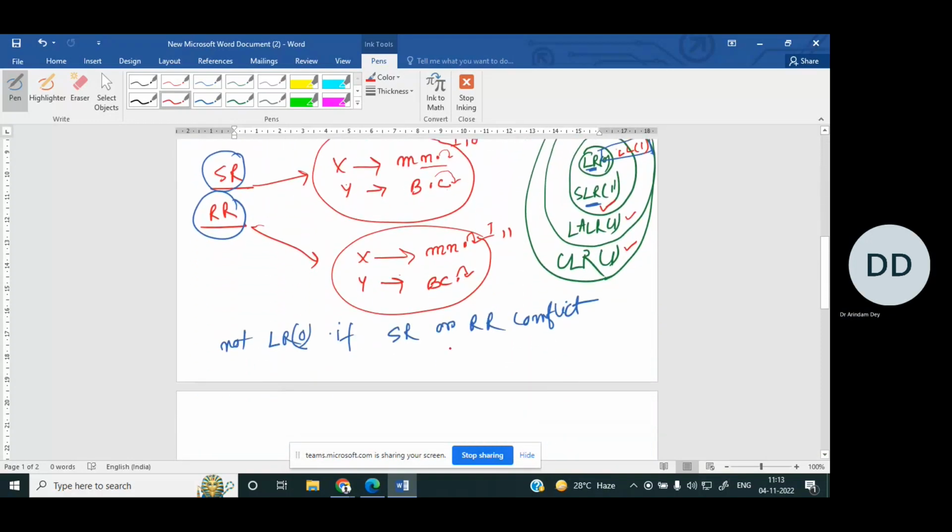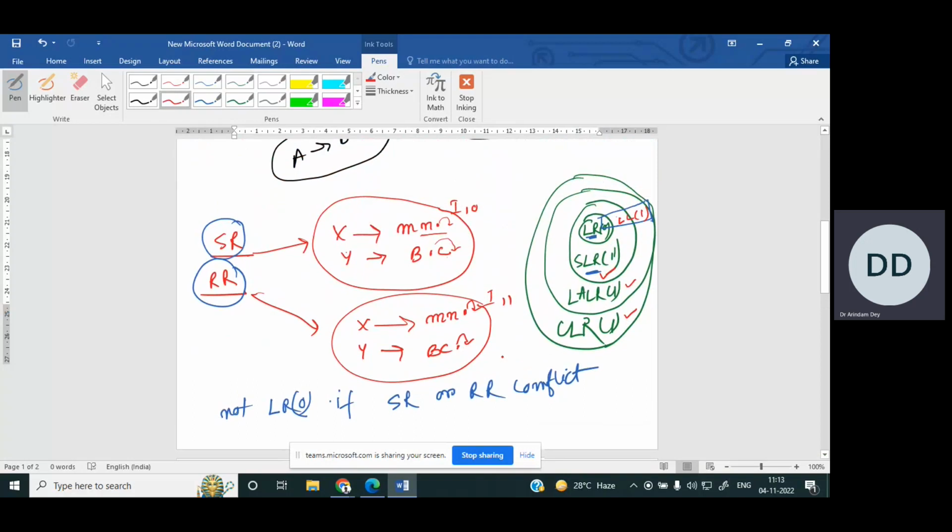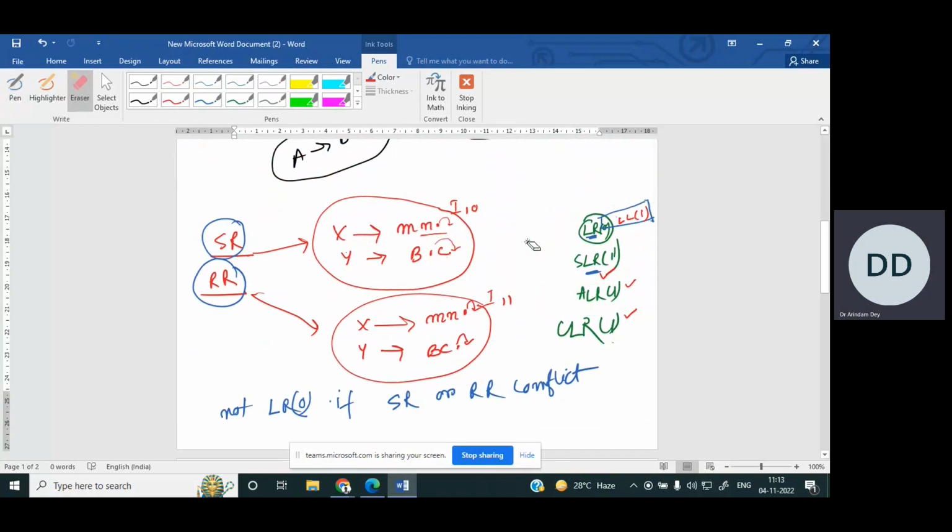Now, I'm coming to the point that if the grammar, after performing the state transition diagram, contains any conflict, SR conflict or RR conflict, then what will happen? Okay. So I am erasing this diagram. I have to write some more portion over here.